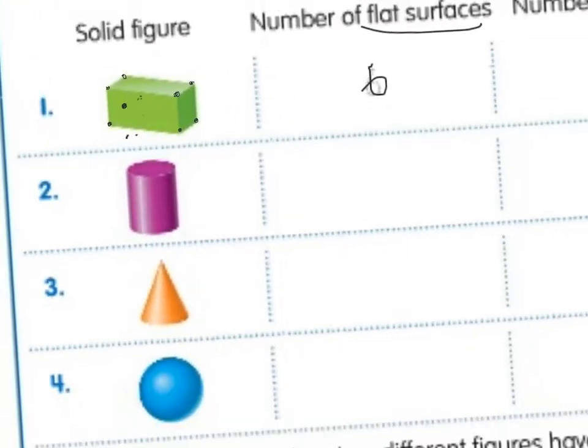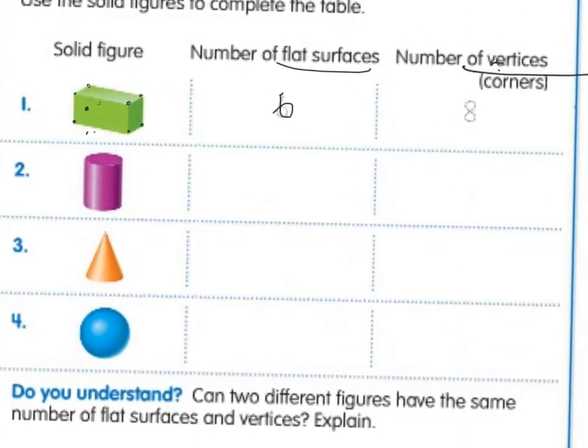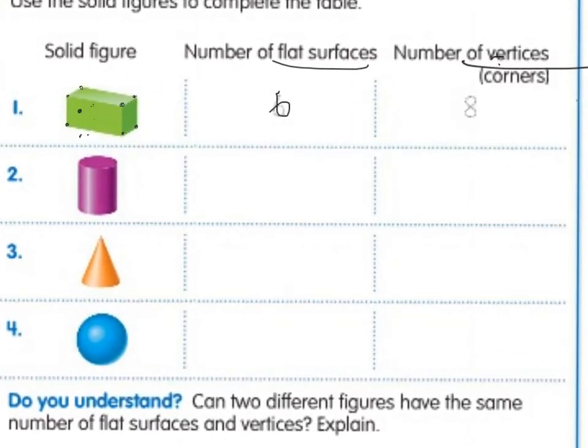So let's look at our flat surfaces on a cylinder. Okay, a cylinder has how many flat surfaces? Well, we know that there's one on top and there's one on the bottom. So 2. And how many vertices are there? There's no corners on there. There's no straight edges like that.